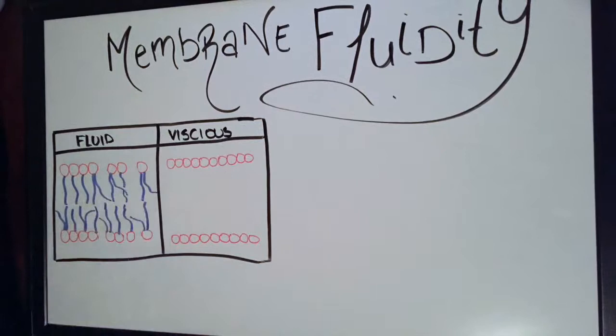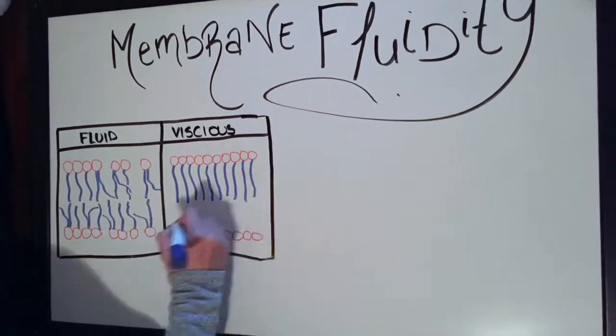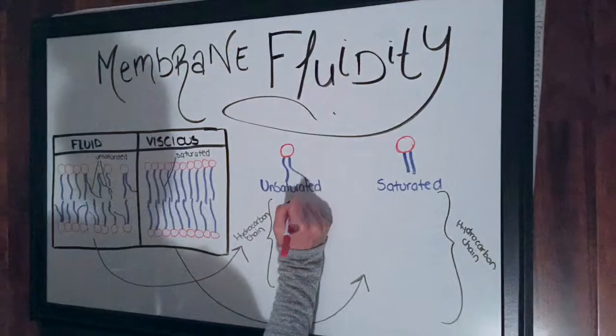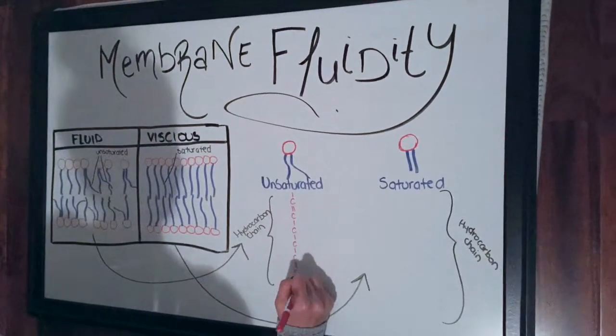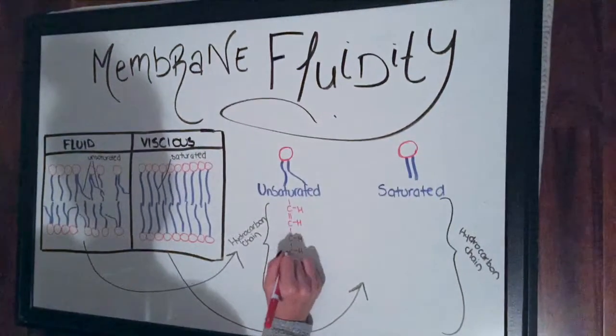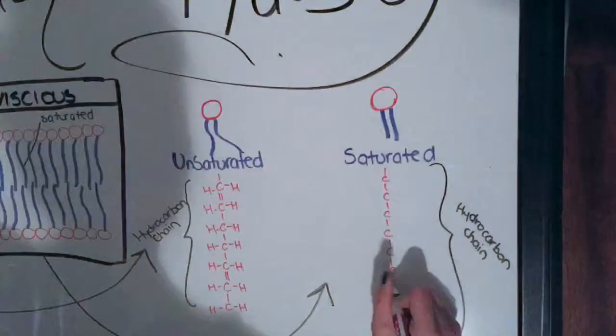Recall the tails of the phospholipid molecules are composed of a chain of hydrocarbons. A saturated hydrocarbon contains no double bonds in the chain of hydrocarbons. The straight tails allow the heads of the molecules to be more tightly packed. This decreases the fluidity of the membrane.